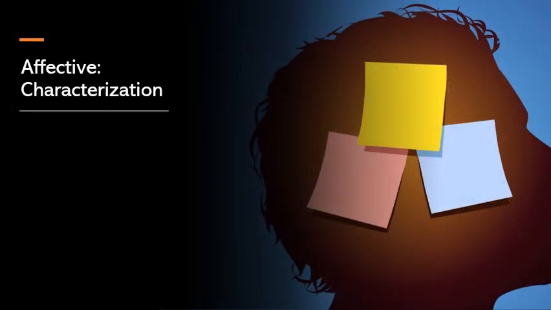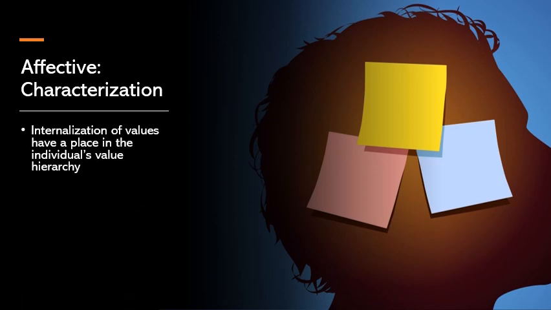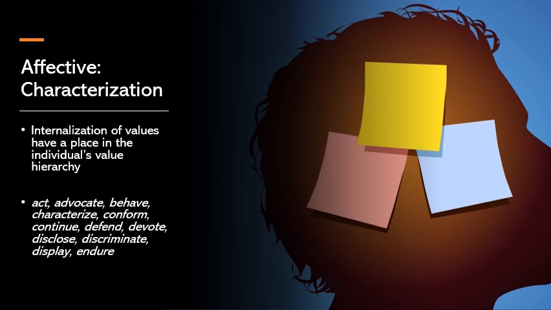The last level is the characterization. This is the internalization of values in which they have a place in the individual's value hierarchy. The following verbs are being used for this level: act, advocate, behave, characterize, conform, continue, defend, devote, disclose, discriminate, display, endure.